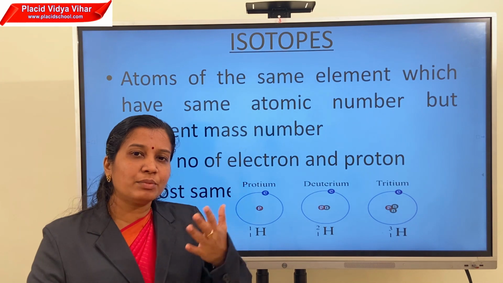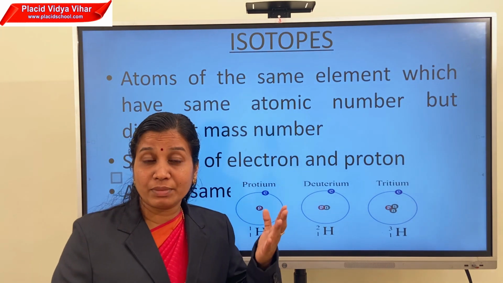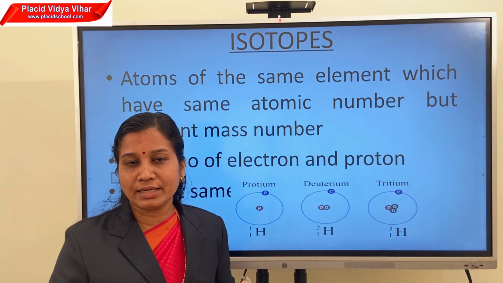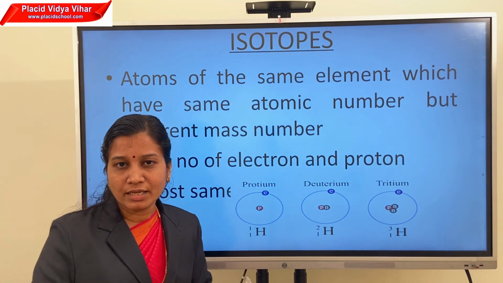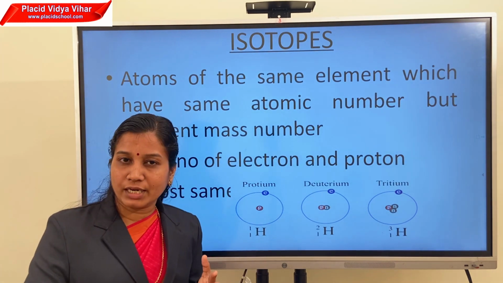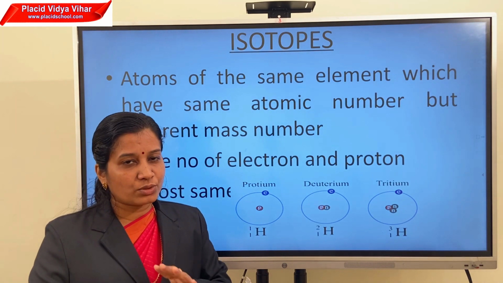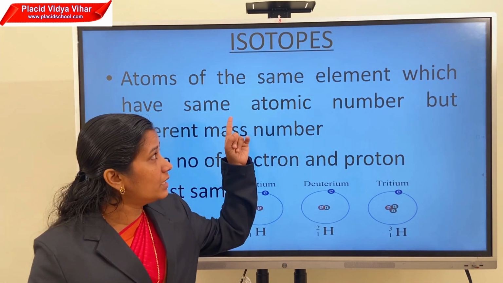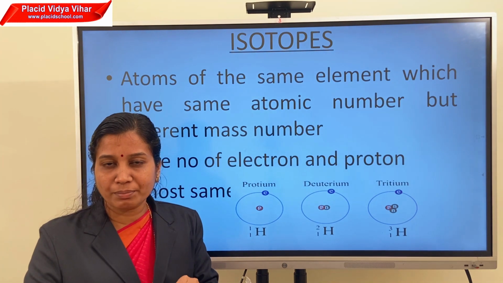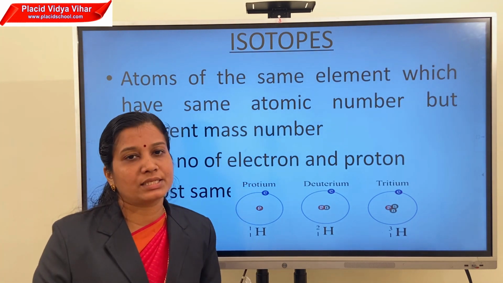So other examples are also there. Carbon 6-12, carbon 6-13, carbon 6-14. These are the different isotopes of carbon. Then chlorine also, different isotopes are there. So these all are different examples for isotopes. Same atomic number with different mass number.